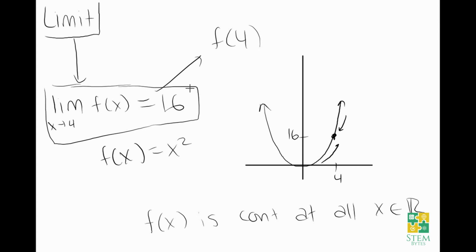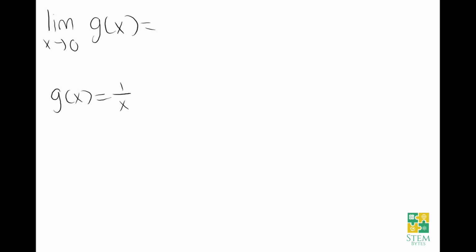But what about if it's not continuous? Let's check that out. Let's take the limit as x approaches 0 for g of x. You don't know what g of x is, so let me just denote that as 1 over x. Okay, so let us try plugging it in.